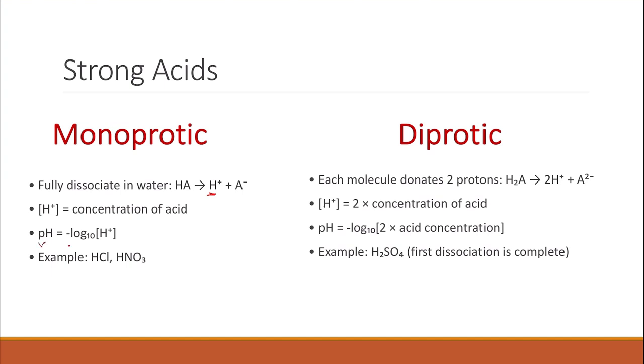So the pH, which is minus log 10 of the hydrogen ion concentration, will be minus log 10 of the concentration of the acid in the solution. Examples of that are hydrogen chloride and nitric acid. The diprotic acid, something like sulfuric acid, is where each mole of the acid will give you 2 moles of the hydrogen ion. In this case, the hydrogen ion concentration will be 2 times the concentration of the acid. Again, you can calculate the pH as minus log 10 of 2 times the concentration of the acid. An example is sulfuric acid.